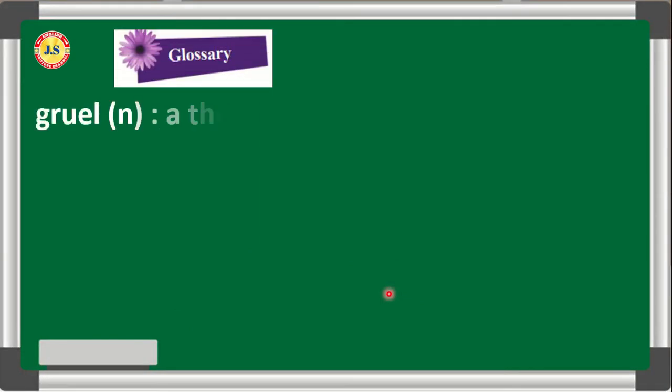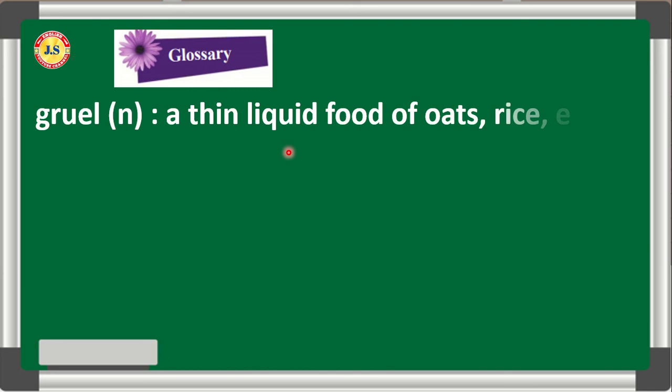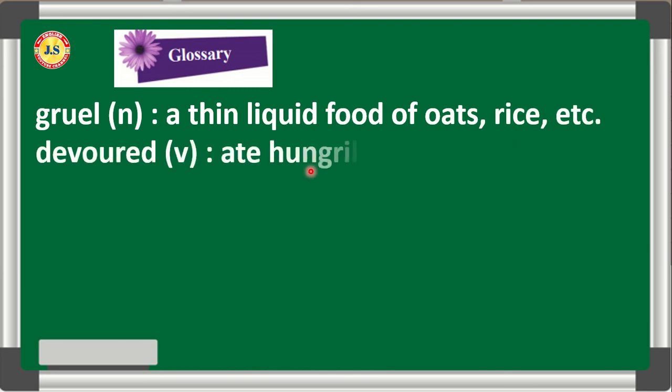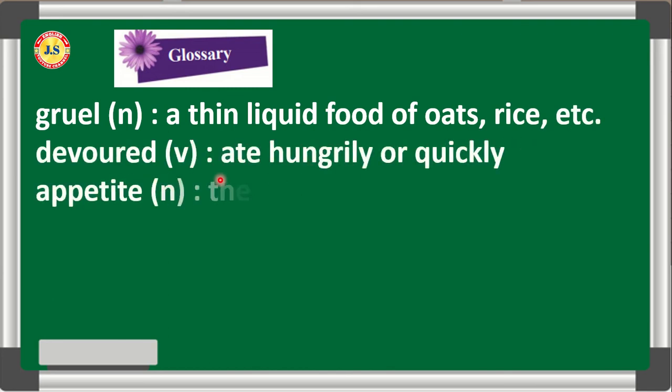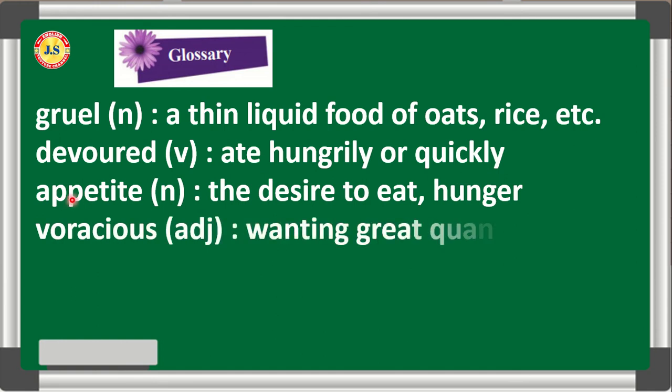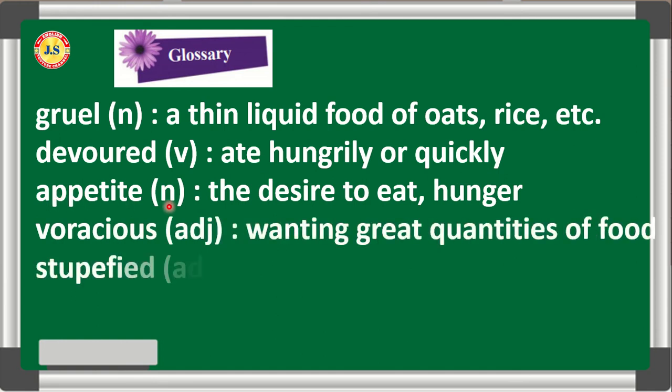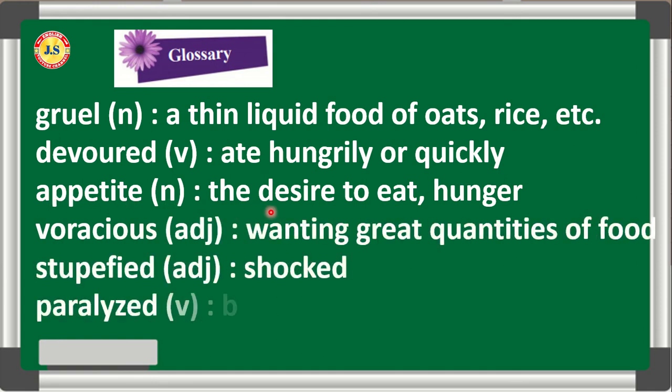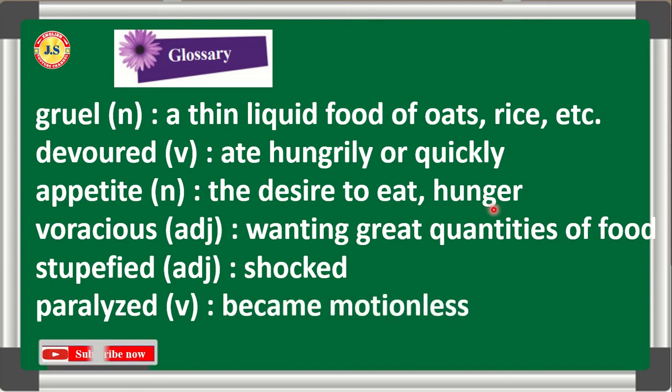Gruel, it is a noun, which means a thin liquid food of oats, rice, etc. Devoured, it is a verb, which means eat hungrily or quickly. Appetite, it is a noun, which means the desire to eat, hunger. Voracious, it is an adjective, which means wanting great quantities of food.